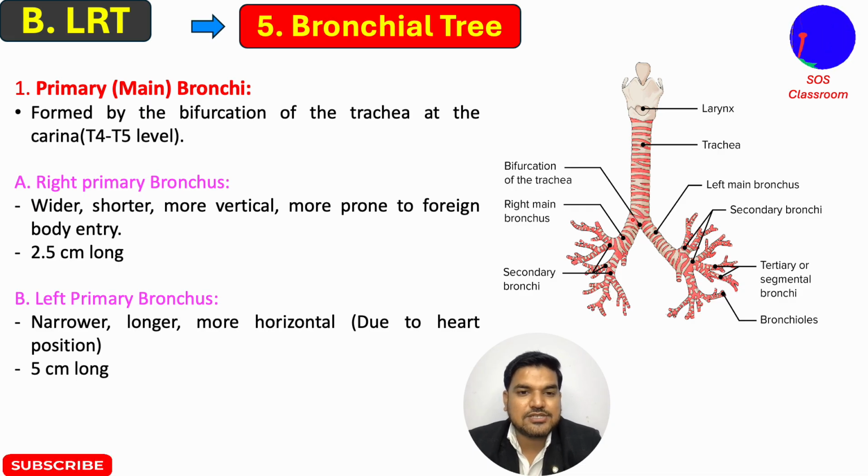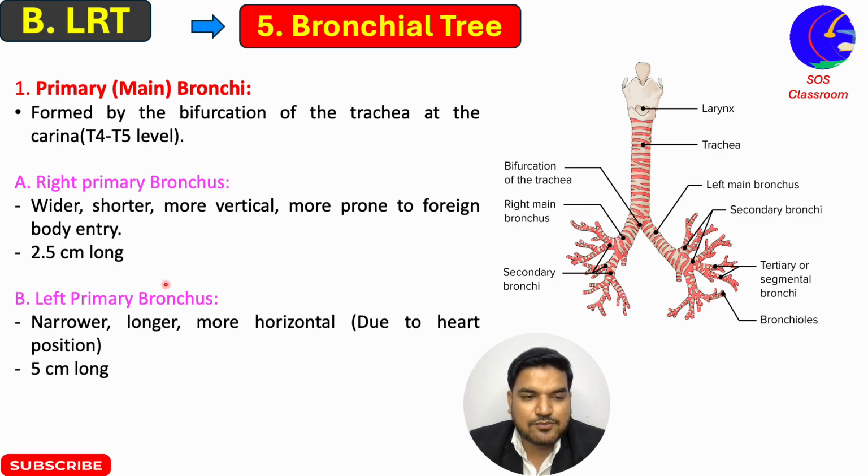Next is the right bronchus and left bronchus. So what are the differences between right and left? You can see this is the right and this is the left. The right bronchus is wider, shorter, more vertical, and more prone to foreign body injury. Why? Because it is more vertical. Being more vertical, it is easier for a foreign body to enter this right bronchus. And the length of the right bronchus is 2.5 centimeter long.